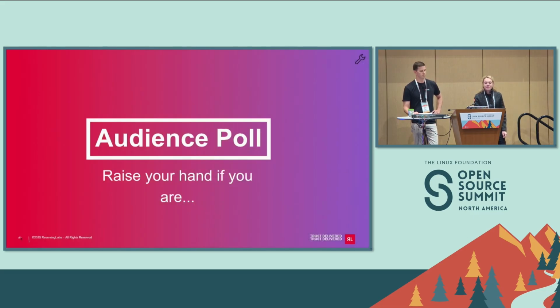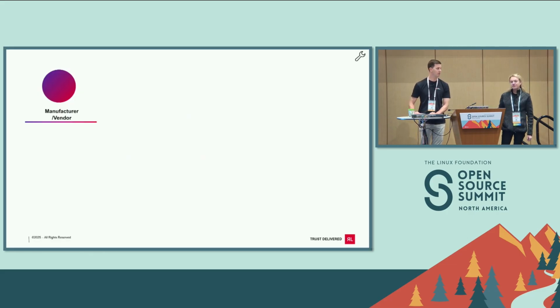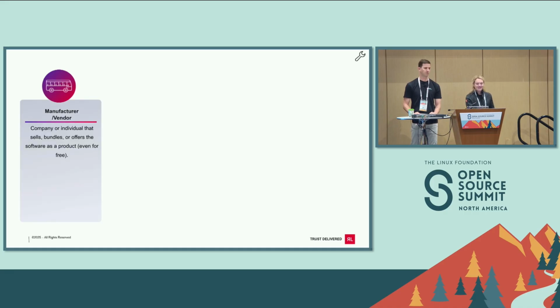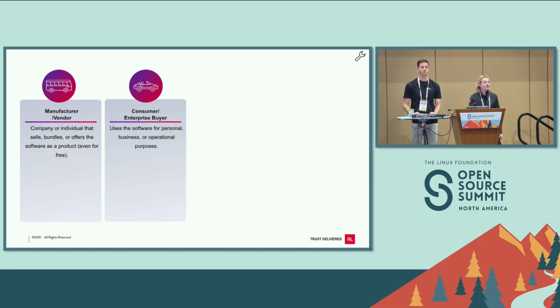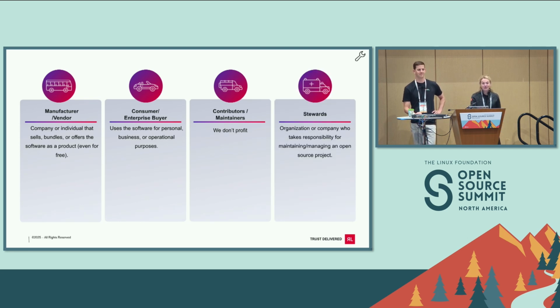So raise your hand if you are a manufacturer or vendor of software. Okay, right on. Now, raise your hand if you are a consumer or enterprise buyer of software. All right, we're getting more. Now, raise your hand if you are a contributor or open source maintainer. Awesome. Now, raise your hand if you are a steward. A lot of hands raised for all of them, which is very cool to see, all the hats you're wearing. So I love this. Everybody's wearing multiple hats, a little bit like Barbie, right?